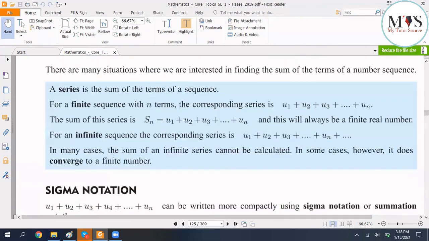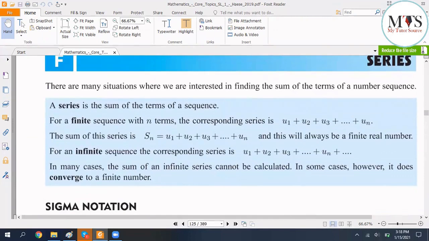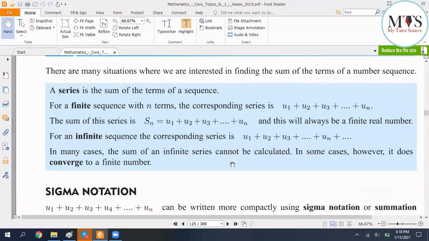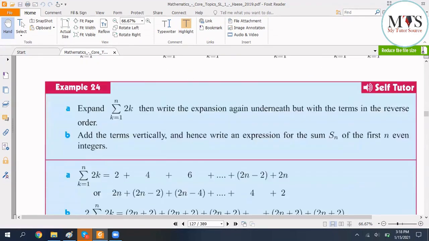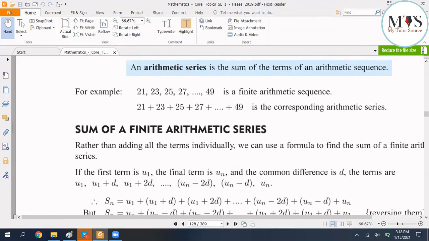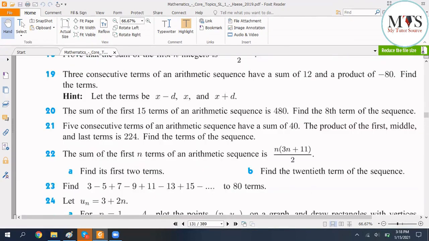I think sigma notation. Have you done that? No, I do not remember. Okay, let's skip that one. And we have discussed the summation formula.